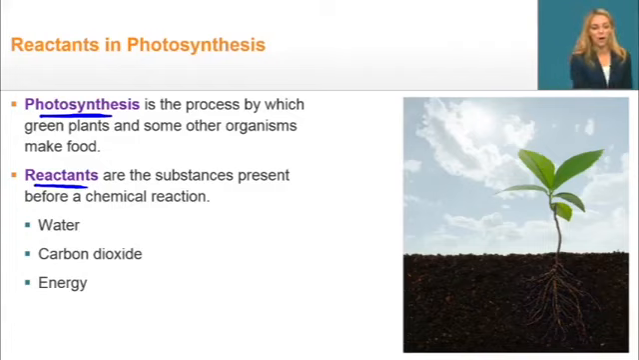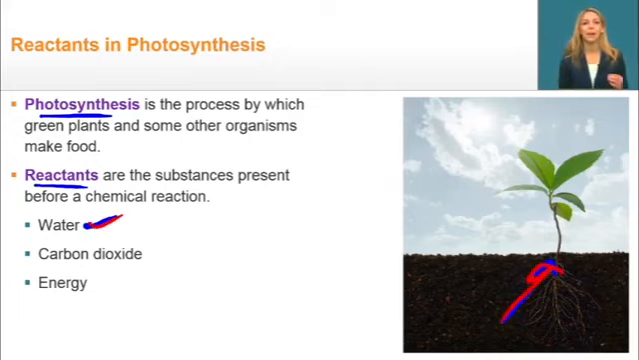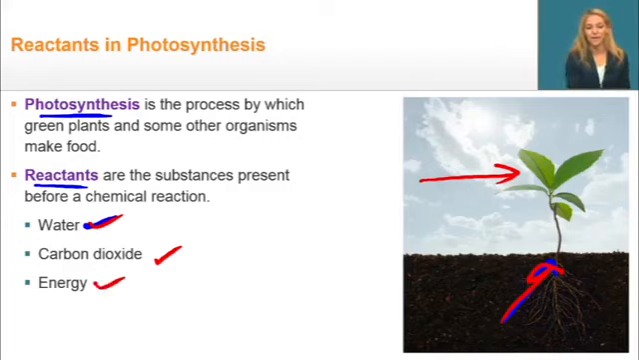First, we need water. Then the water is absorbed by the roots of the plant. Ooh, you know what? Let's switch that to red so we can see that better. There's the water coming up. And carbon dioxide. Carbon dioxide comes in through the air and enters the leaf. Energy is also needed, and that comes from the sun. So energy will be provided, and that's captured mainly in the leaves as well.